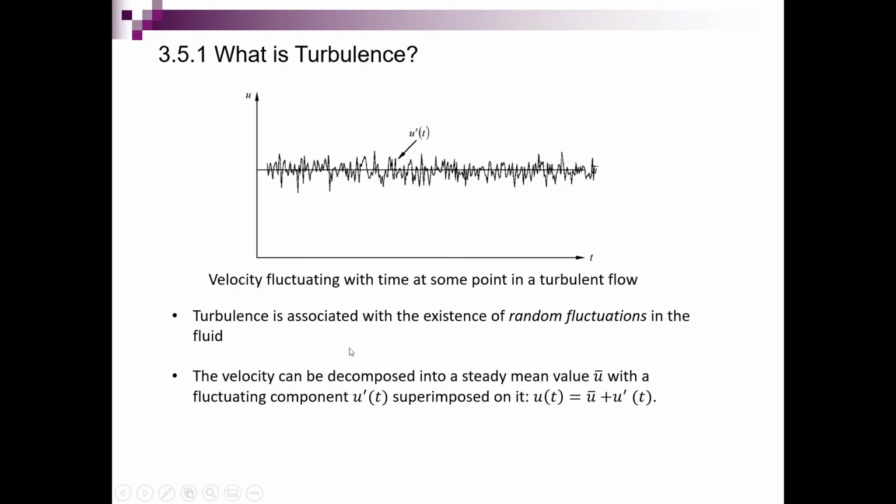So u as a function of time is the u mean plus the u prime(t). These fluctuations not only happen to u. For the momentum equation, it actually affects u, v, w, and the pressure. And if we involve the energy equation, it will affect the temperature T as well, so there is a fluctuation in temperature as well.